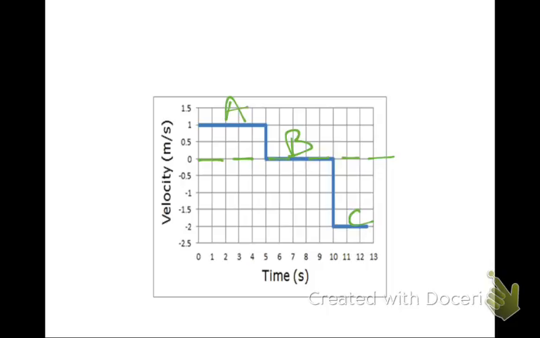All right. What is it we're looking for? How do you know which way it's going? What part of the graph tells you that? Positive or negative. All right. Which one is moving towards? C. Anything that has a negative velocity is moving toward.